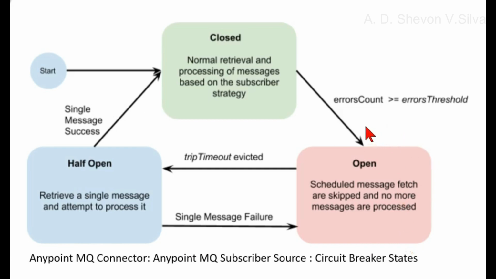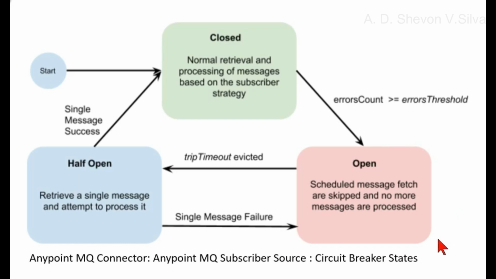Closed to open transition: when the number of failures in a session during message processing without success reaches the error threshold value, the circuit breaker trips and transitions to an open state. Messages that were already dispatched to the flow finish processing regardless of whether the result is success or failure. Messages kept locally that are in flight from the broker but haven't been dispatched yet are not acknowledged and are returned to the queue for redelivery to another consumer.